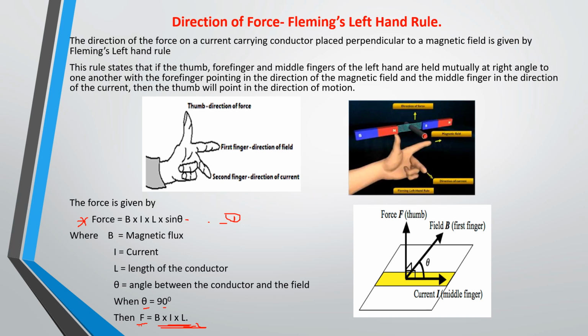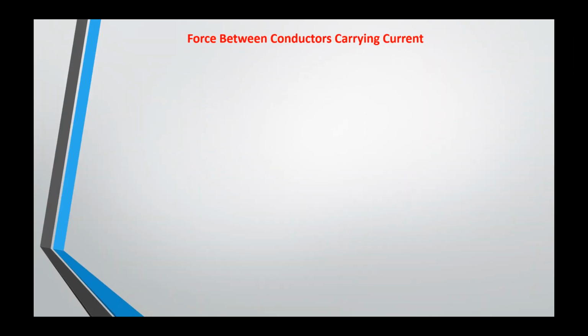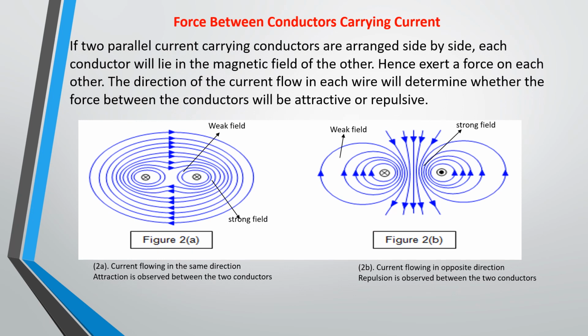All right, so now we'll look at other areas of this electromagnetic field, and that is the force between conductors carrying current, two conductors carrying current. So assuming you have two parallel conductors placed side by side and there is current flowing in these conductors, what will be the effects of the magnetic field between them? Will it be attractive or will it be repulsive?